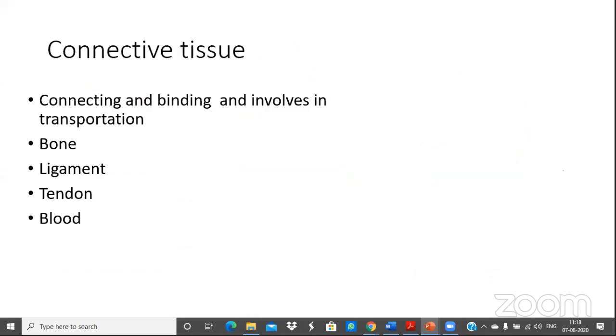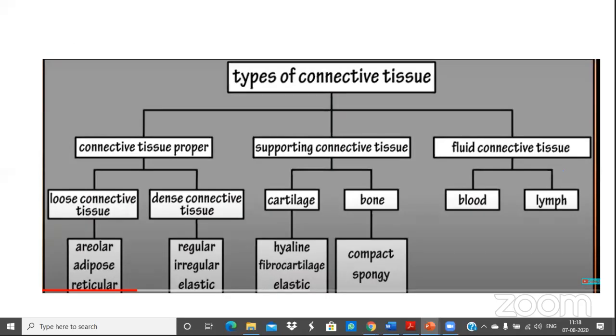Right. The third type is connective tissue. This function is connecting function. Mainly this involves in the connecting function. The connective tissues include bone, ligament, tendon, and blood. This all comes under the connective tissue. Now look at these types here. Little complicated thing, but you should learn it. And very simple to understand here.